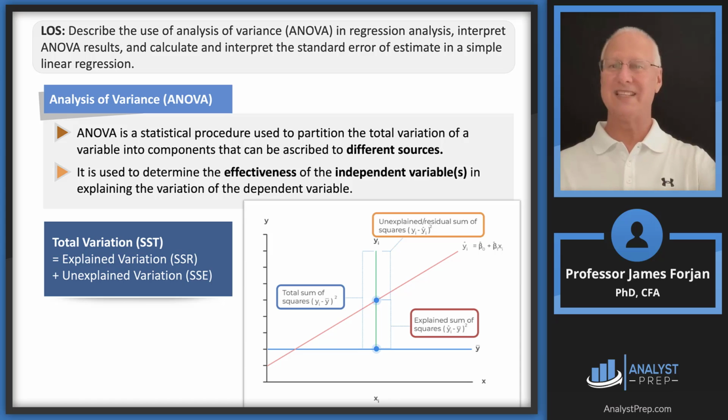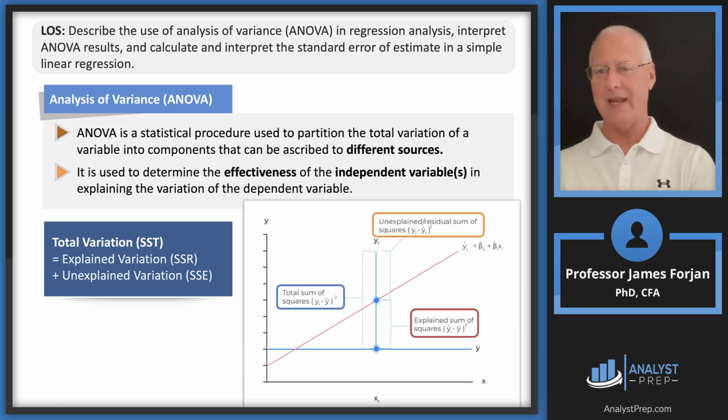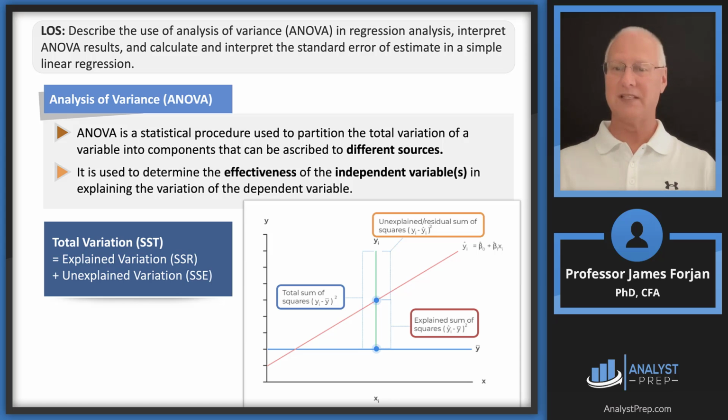What we're interested in with this analysis of variance, which some people call the ANOVA table, is deciding how much of the variation in the dependent variable is explained by the variation in the independent variable. Notice we have dark blue, red, and orange, and this is exactly what we had back in part 1. Over on the left-hand side of the graph, we have the total sum of squares.